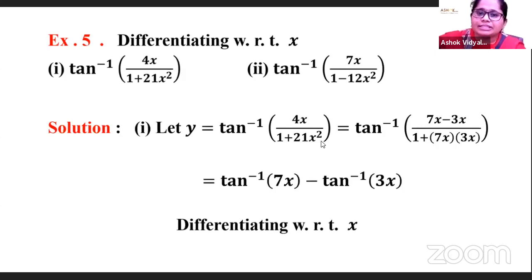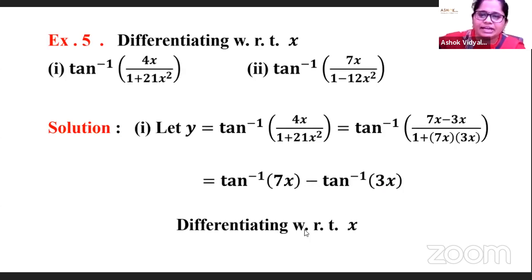Therefore, we express this term very carefully, because here the value is 4x, and 7x minus 3x is 4x, and the multiplication of 7x into 3x is 21x square. Hence, we take the value of alpha as 7x and the value of beta as 3x. Now, we can write this expression in the form of tan inverse of 7x minus 3x upon 1 plus 7x into 3x. And this is the formula for tan inverse of 7x minus tan inverse of 3x.